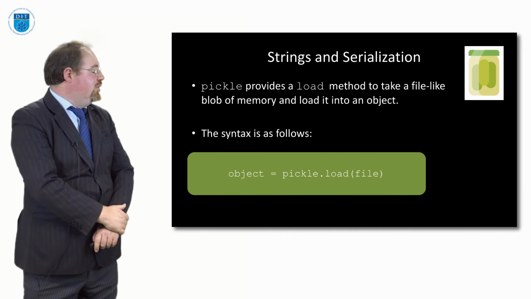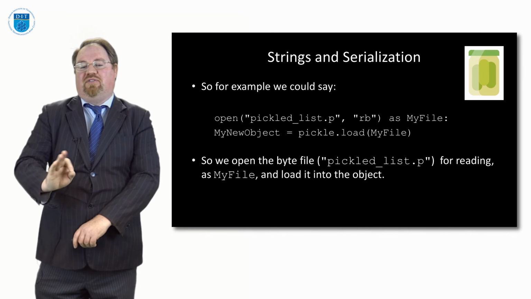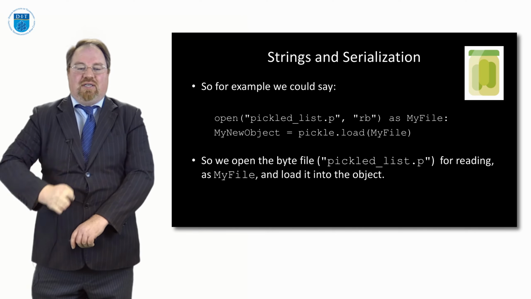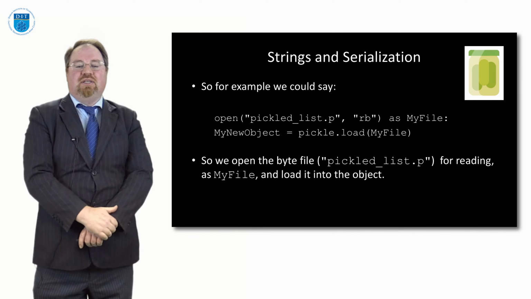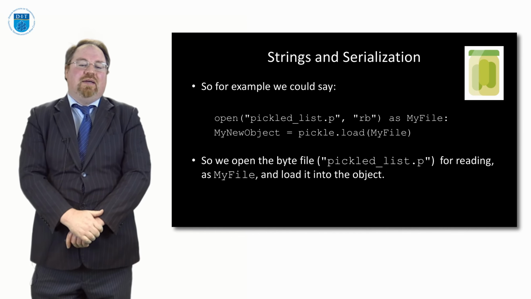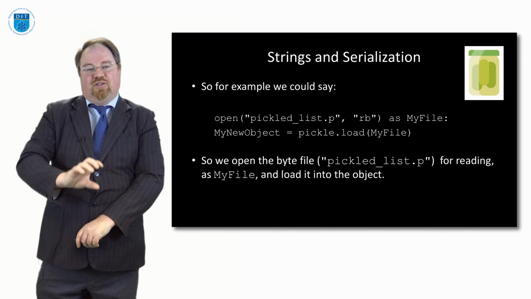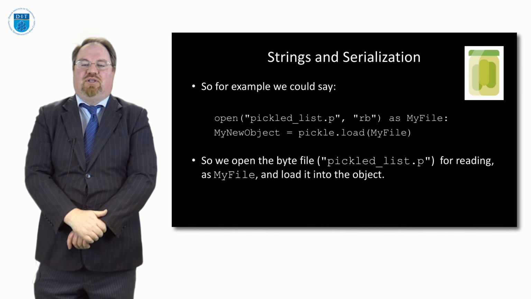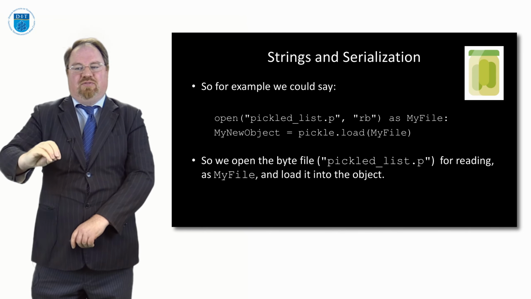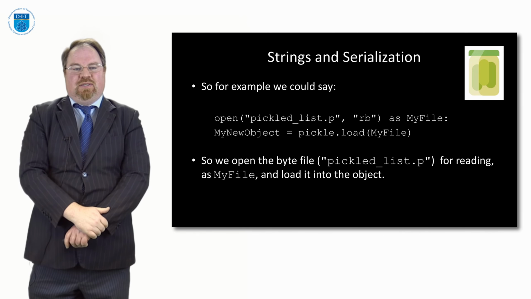An example is open pickled_list.p for read only. We don't need to open the file for write here, because we're just taking that file, reading it, and then creating a new object called myNewObject, and we're loading the data from the file into it. That's all we're doing. We're loading the information from the file into an object. So dump takes the object information and puts it into a file. Load takes it from the file and puts it into an object.